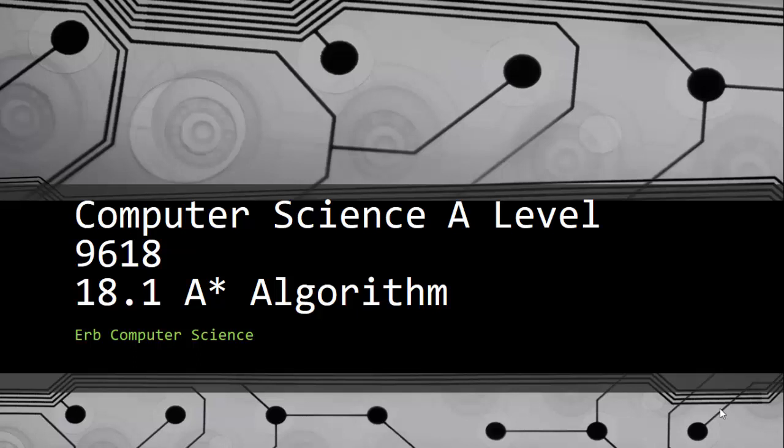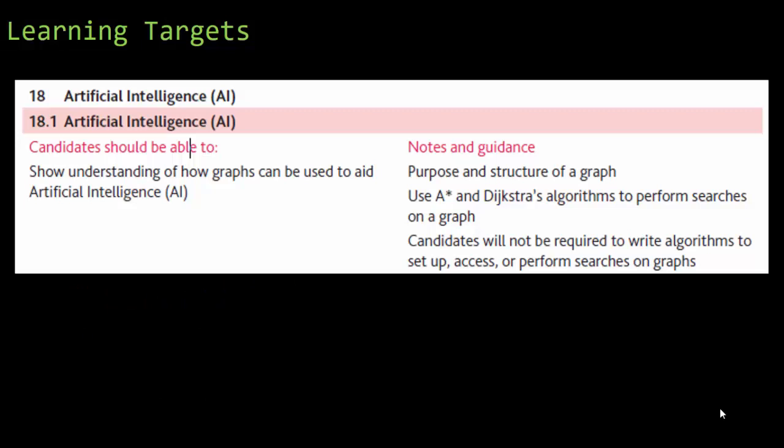In this video, we continue with the computer science A-level curriculum, taking a look at the A-star algorithm. And just like every other video, we take a look at the learning targets first. So candidates should be able to show an understanding of how graphs can be used to aid artificial intelligence. We need to know the purpose and structure of a graph. In this video, we're going to be using the A-star algorithm to perform searches on a graph.